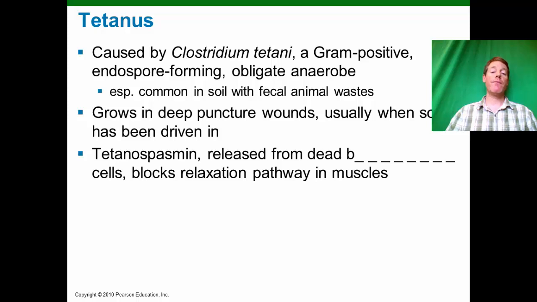What happens is that when the bacterial cells are killed by your immune system, they release a toxin called tetanospasmin. And this toxin is a neurotoxin. It interacts with your nerves, and specifically it blocks relaxation pathways in your muscles. What this means is that your muscles contract and they cannot relax again.